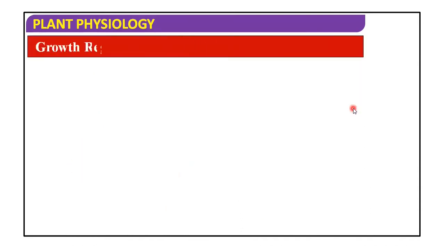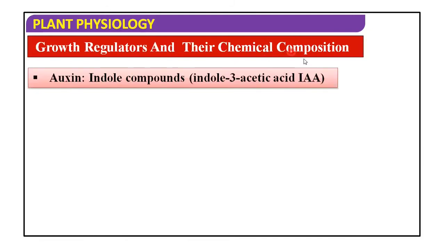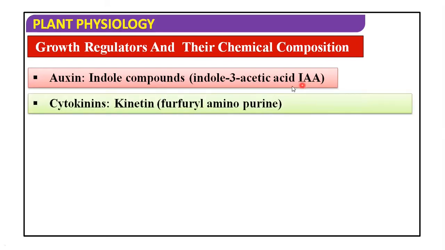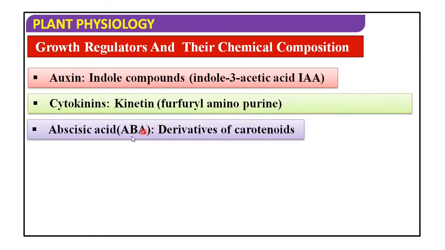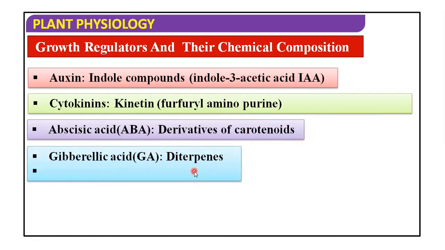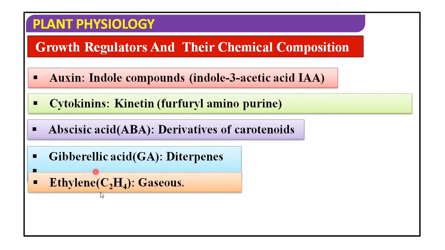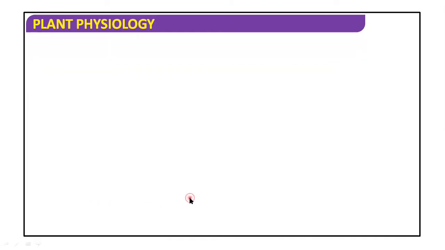Now, growth regulators and their chemical composition. So which are the growth regulators? That is auxin, which helps in growth promotion, that is indole compounds, and that is indole 3-acetic acid IAA or indole butyric acid IBA. Cytokinin, that is kinetin, these are the names for furfuryl amino purine. Abscisic acid, that is derivatives of carotenoids. Gibberellic acid, that is diterpenes, and last one ethylene, that is gaseous.